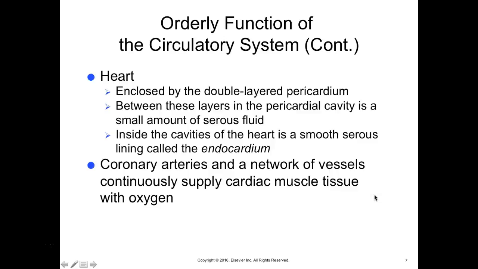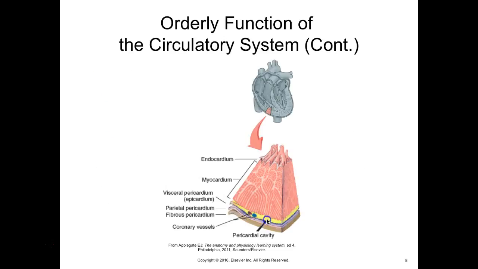All right, this is just showing the different layers. We have a double layered pericardium, which has a serous fluid. And what that does is it helps reduce friction. You wouldn't want two layers rubbing together. That would cause friction. And then we have a smooth endocardium so that the blood flows through without cells getting stuck. All right, and this is just showing you those structures of the smooth endocardium, the myocardium, which is the heart muscle, and then the pericardium and the pericardial cavity.